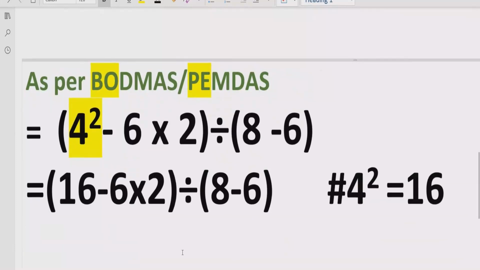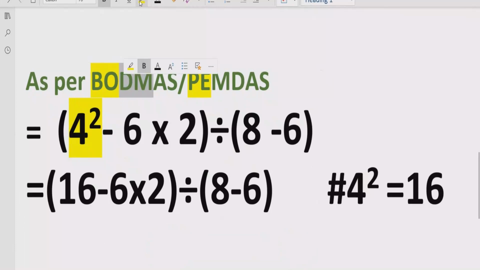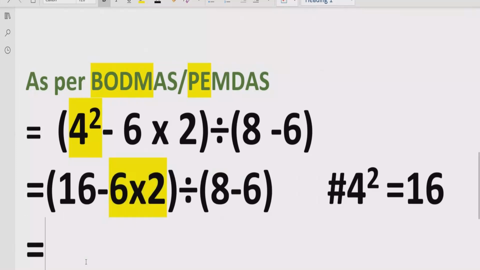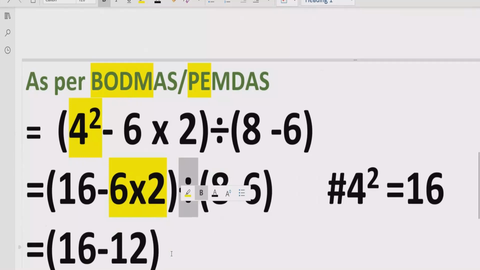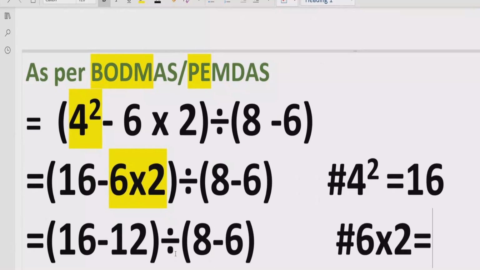Now move forward, step number 2. So now step number 2, we have to solve the division and multiplication. We have solved the exponent part, but inside the bracket, first of all, we have to solve the division and multiplication. So now we have this multiplication, which is 6 multiplied by 2. So we will write 16 minus 6 multiplied by 2, which is equal to 12, and divided by this part, 8 minus 6, we will write here as it is. And here we have to give the reference 6 multiplied by 2 equals 12.